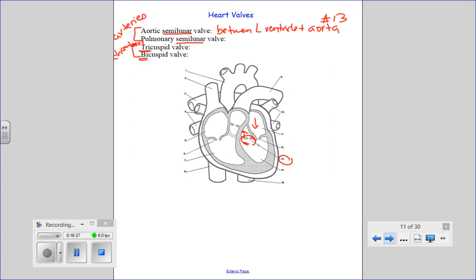So we'll just clean this up a bit. We have this first valve here, your aortic semilunar valve. The pulmonary semilunar valve is the one that is between your right ventricle and your pulmonary artery. So your pulmonary semilunar valve is this one, which didn't happen to get a number on the diagram.